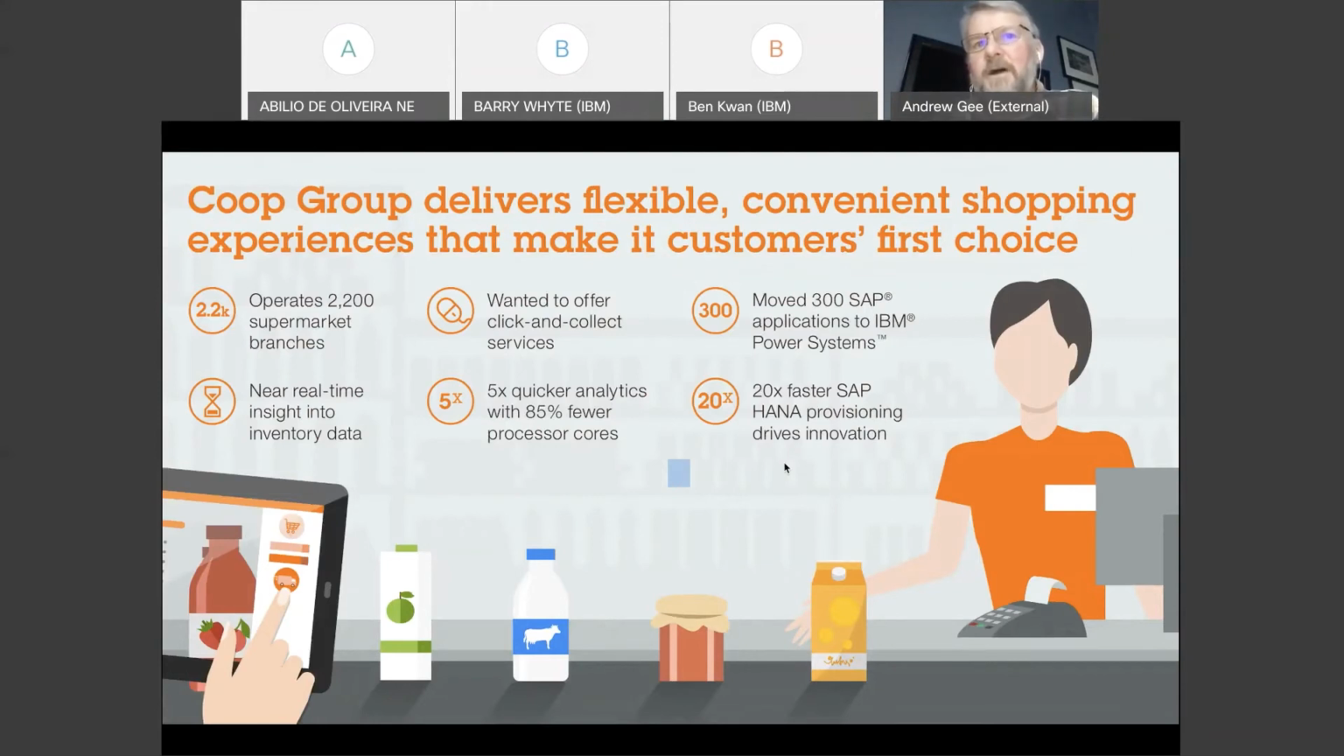They get 5 times quicker analytics with 85% fewer processor cores. They moved 300 SAP applications. So not just the HANA database, but the associated peripheral servers, the application servers, etc. And 20 times faster SAP HANA provisioning, driving innovation. So they can fire up another LPAR or another partition or another application server very, very quickly.